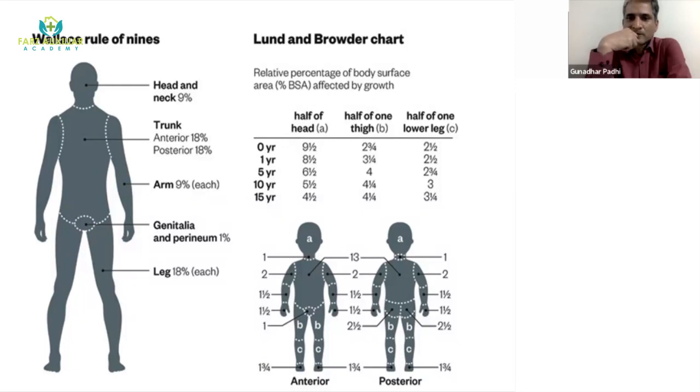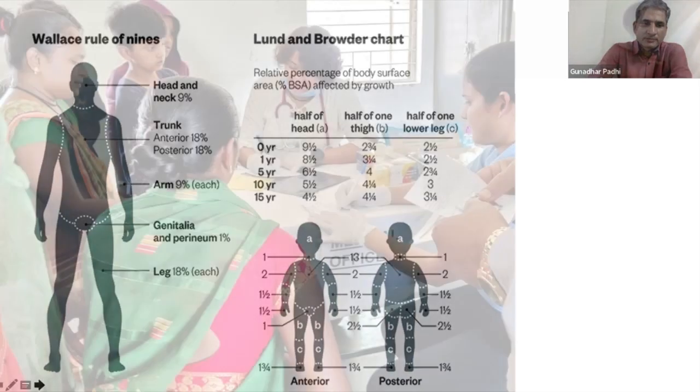Okay, so this is a little bit complicated, so don't go into the details. But mostly, if you see the legs here, they are divided into two compartments, B and C, and also the ankle and the dorsum of the foot is also 1 3/4. Perineum is 1%, it is 1.5%, it is 1.5%, it is 2%, it is 1%. The central part is the highest, that is 13%. So this is how the Lund and Browder chart looks.